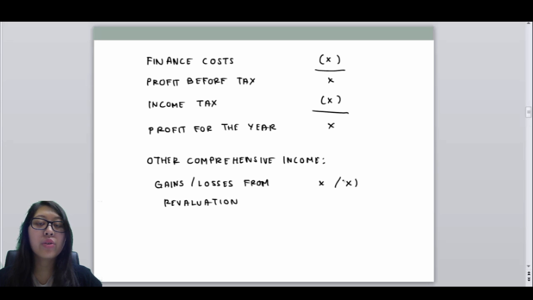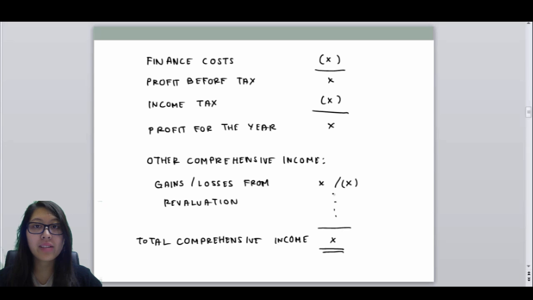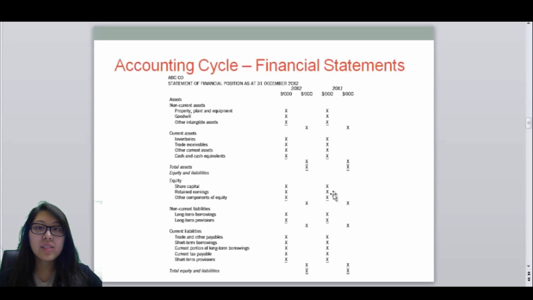Once you have added your other comprehensive income to your profit for the year figure, you should then get your total comprehensive income figure. Next, let's begin discussing the statement of financial position. Now, in here, I've listed an image of how a statement of financial position would generally look. However, the contents may vary from company to company.